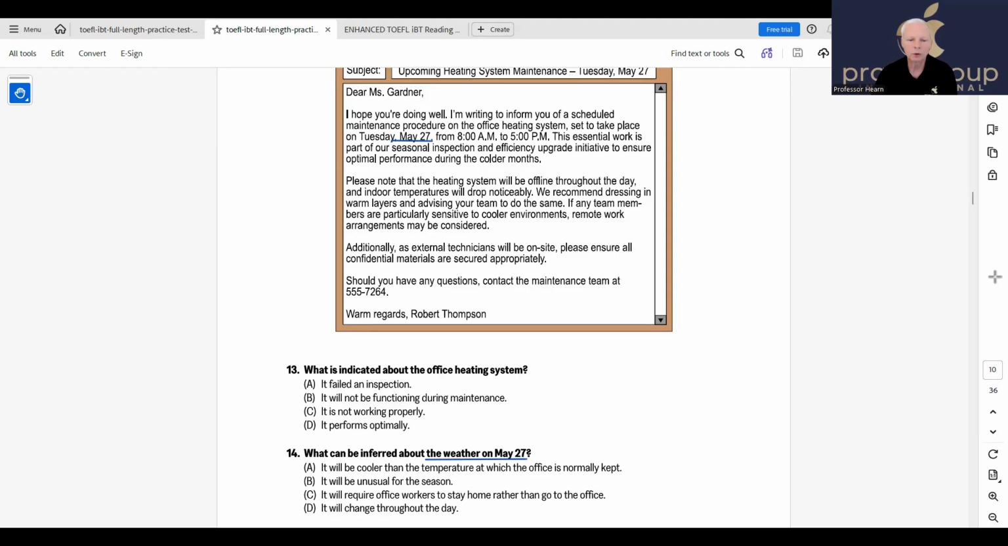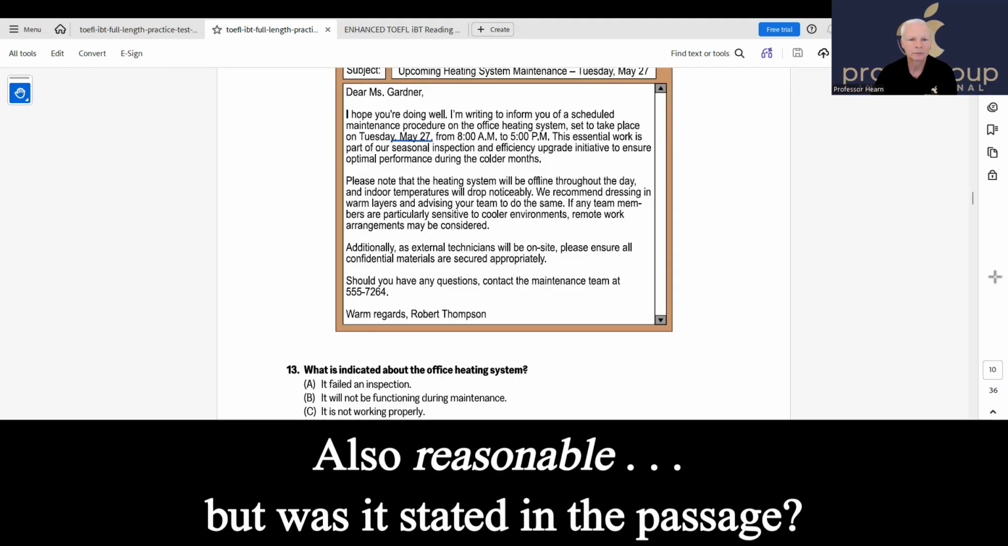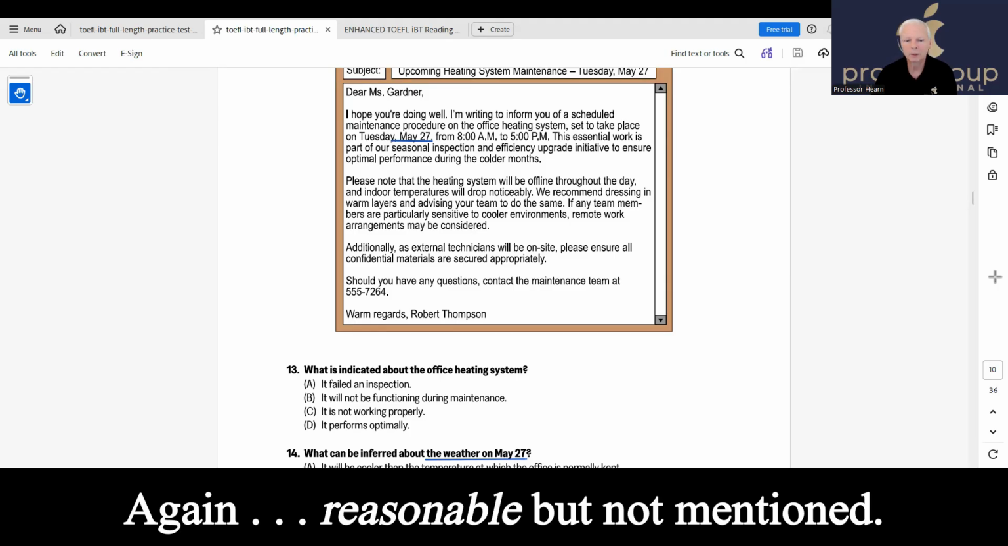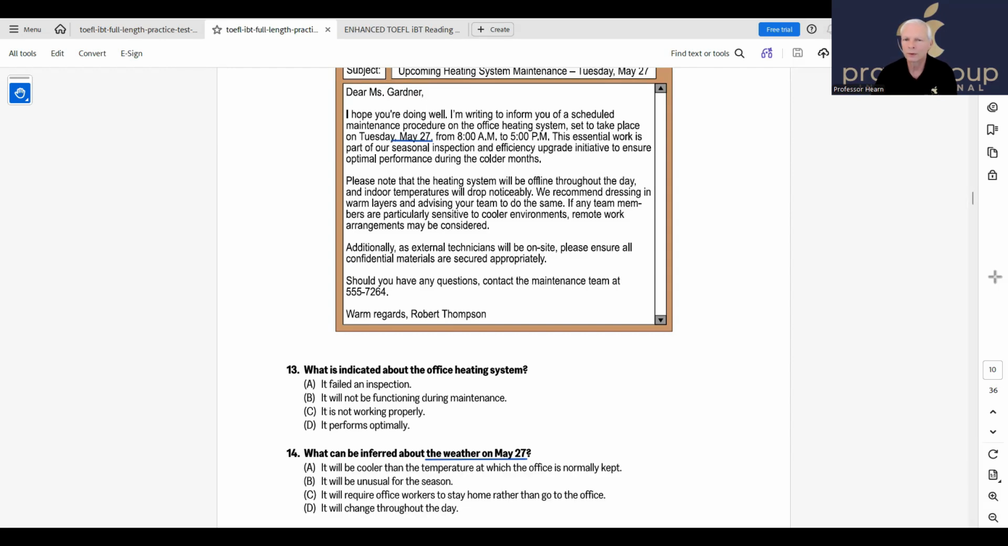What about B? It will be unusual for the season. Well, nothing about maintenance there. C, it will require office workers to stay home rather than go to the office. Again, nothing about a maintenance procedure here. And D, it will change throughout the day. There was nothing mentioned about that.